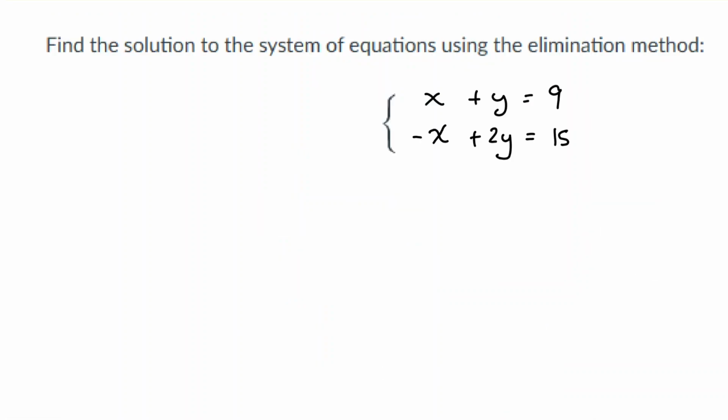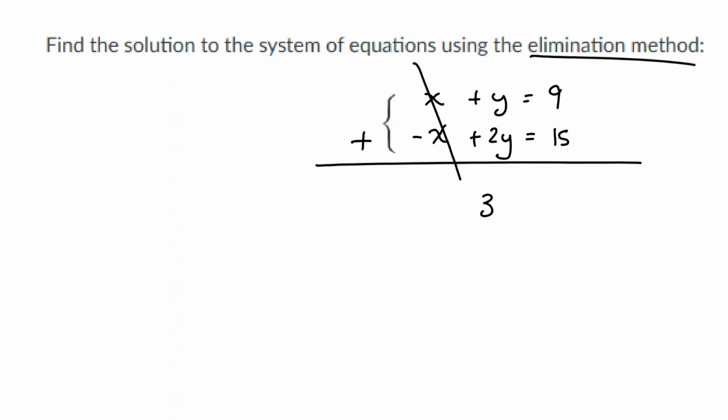Next, we solve the system of equation, and we're given a hint to use the elimination method. And when we look at our system, we see why. Remember, the elimination method says add the equations together, and if one of the variable cancels, then that's the exact right approach. When I add x and negative x, the x's cancel, and I'm left with 3y, because y plus 2y is 3y. 9 plus 15 is 24. Implied multiplication there, so we divide by 3.